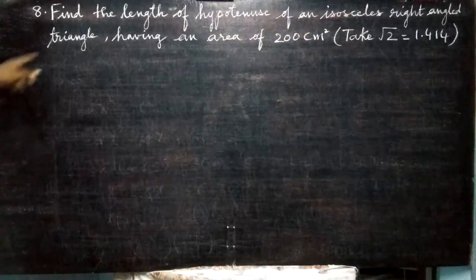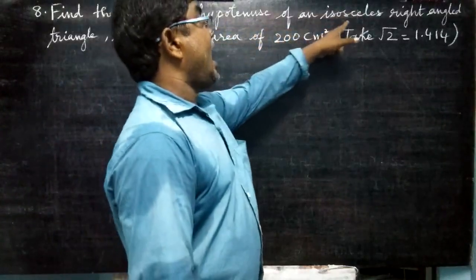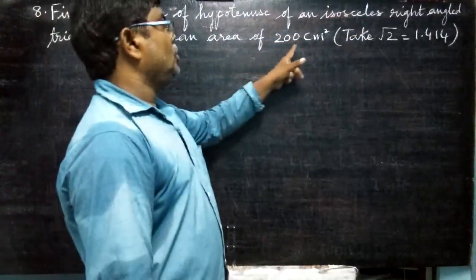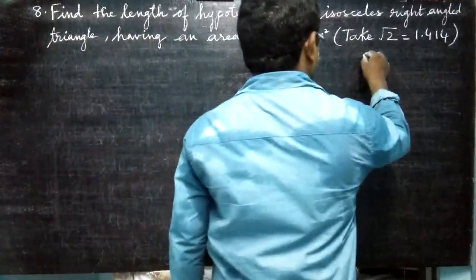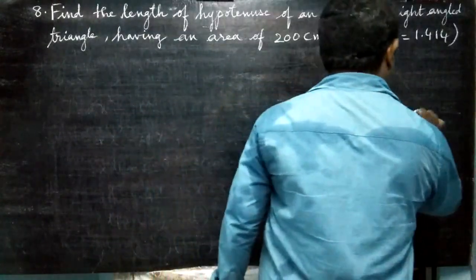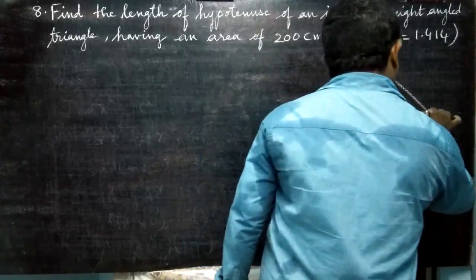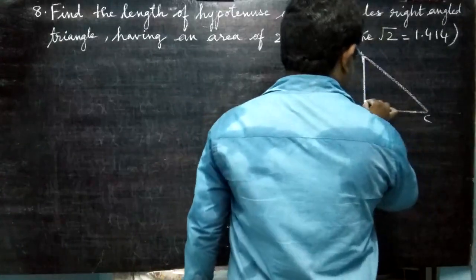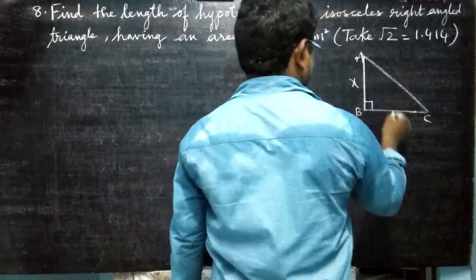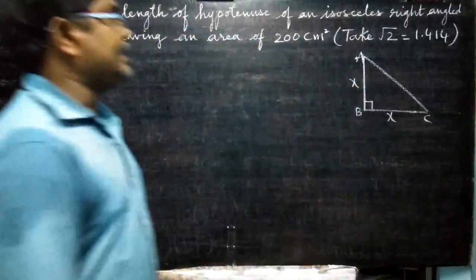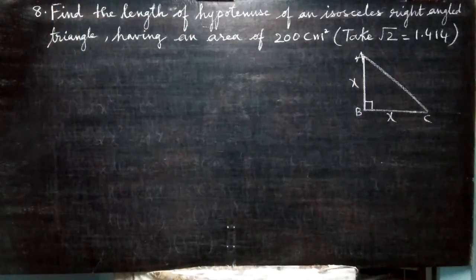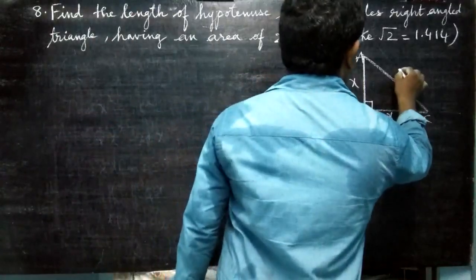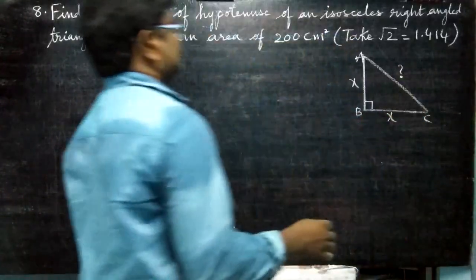Eighth problem. Find the length of the hypotenuse of an isosceles right angled triangle having an area of 200 centimeters square. Before, they told right triangle, now they are telling isosceles right angle triangle. ABC is an isosceles right angle triangle, 90 degrees at B. If this is x, this also will be x. Two sides are equal. We have to find the length of the hypotenuse, which we don't know.